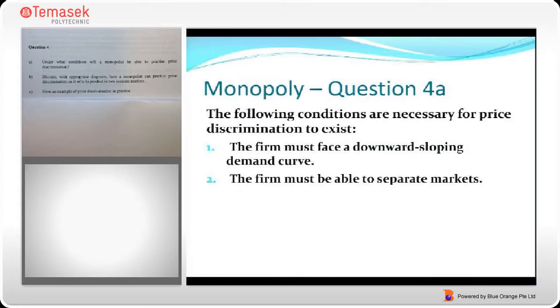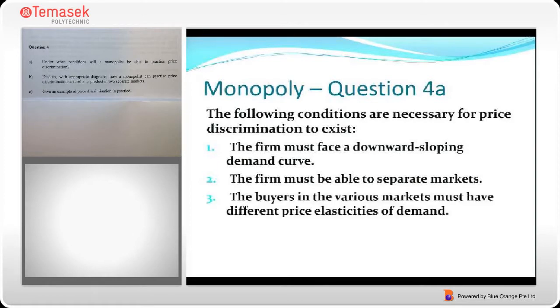The next condition is the firm must be able to separate markets. When we say separate markets, what this means is there must be some way in which you identify the two different markets. So the price elastic market and the price inelastic market, you must be able to differentiate them. So very often we see firms doing this by asking for proof or some kind of identification. For example, in order to qualify for student price, very often you have to show your student ID. And also other examples could be Pioneer Generation discounts. They would have to show their Pioneer Generation card in order to qualify for the discount.